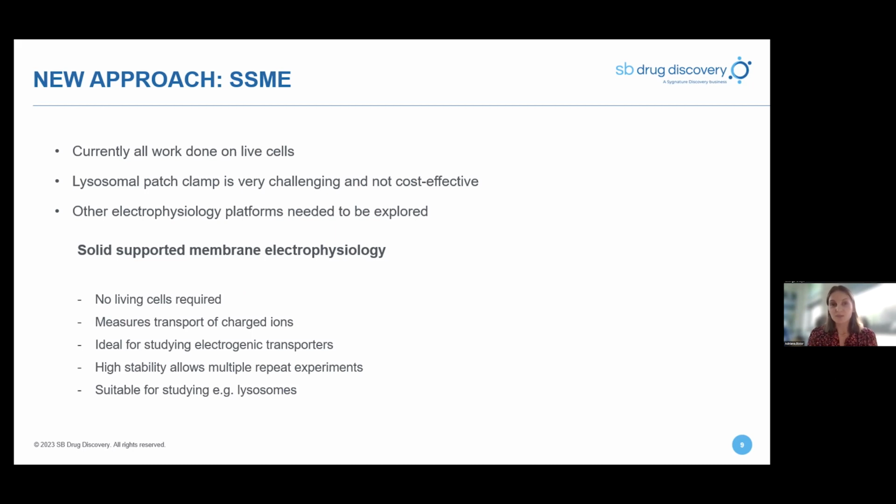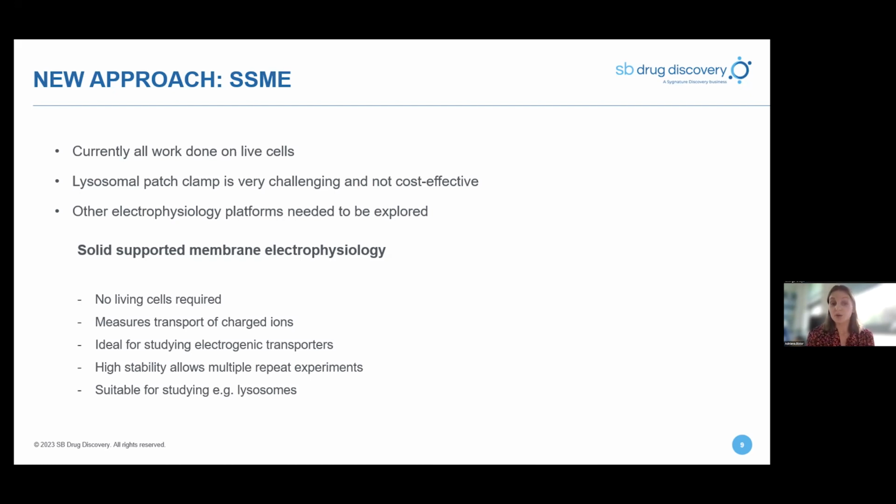And of course, I'm not going to be going into any details because we had George and then Andre explaining it very well, all the technology, but let me just briefly recap the advantages of using SSME for those purposes. So no living cells are required. As Andrea mentioned, those are just membrane stored at -80, so no continuous culture needs to be performed for those assays.